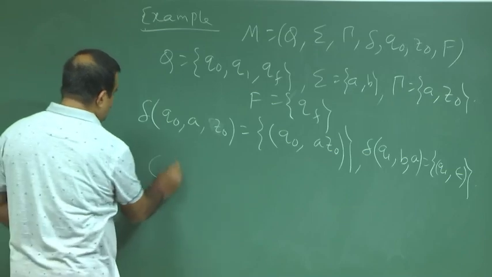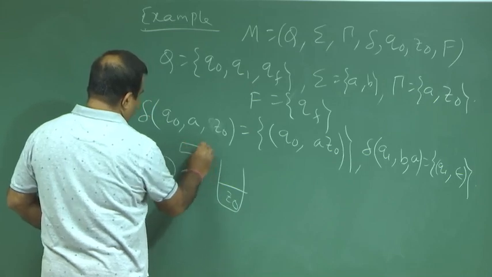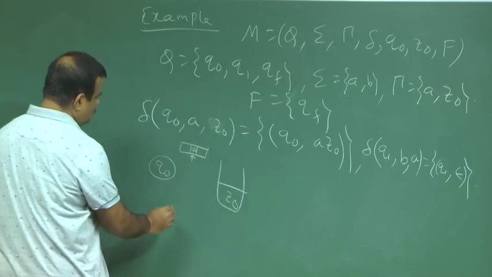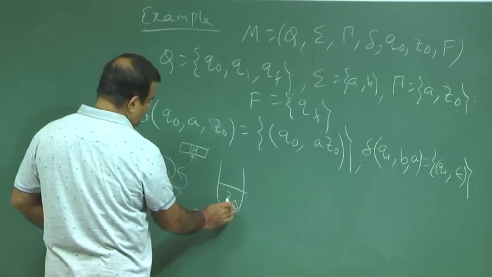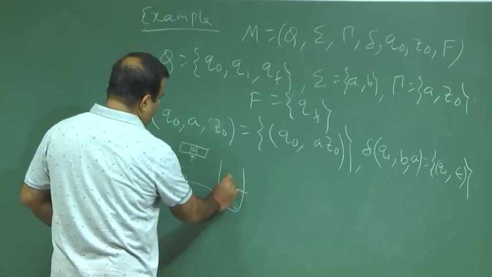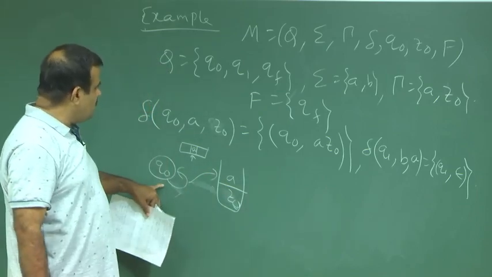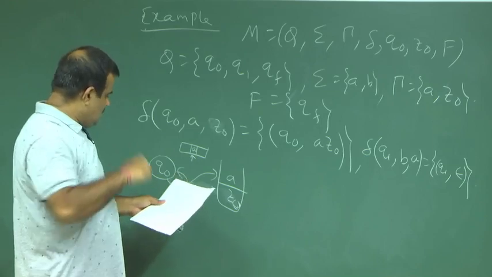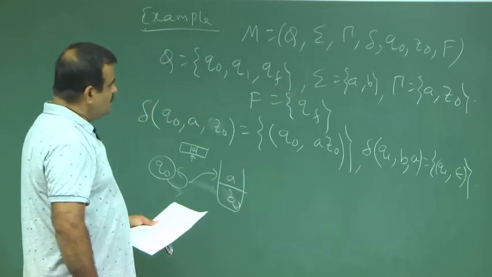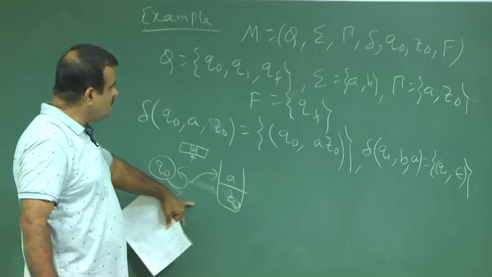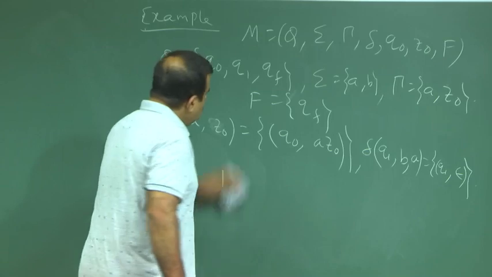So, this means what? We are at q0 and our stack is say Z0. If we are reading a on the input tape, it will remain at q0 and Z0 will be replaced by A Z0, with the stack pointing here. And now again if we see a b, it will just go to q1 and pop this. So, we are trying to accept a to the power n, b to the power n.